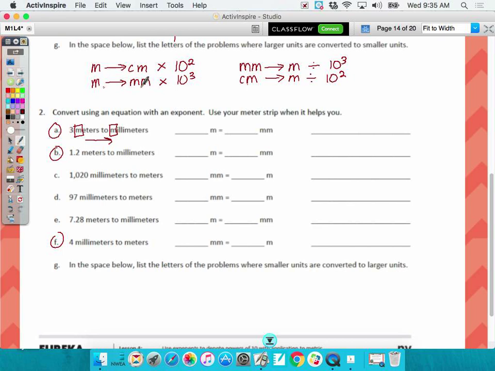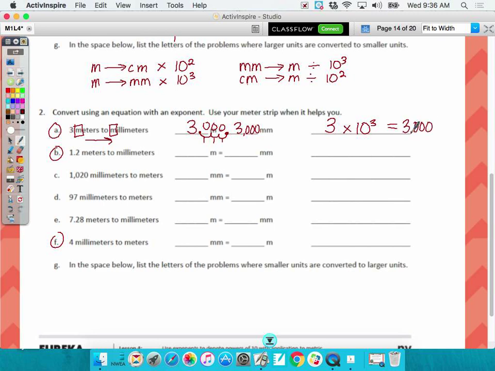What am I going to do? Multiply by, and what number is that? 10 to the 3rd, 1,000. So multiply by 1,000. So I've got a 3 from my problem. How many place values? 3. Now, where does your decimal start? At the very end. So I'm going to have to fill in with zeros. 1, 2, 3. How many zeros? 3. So the answer is 3,000.